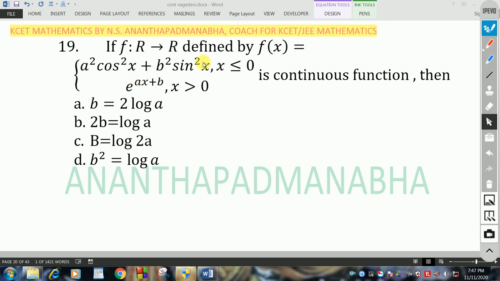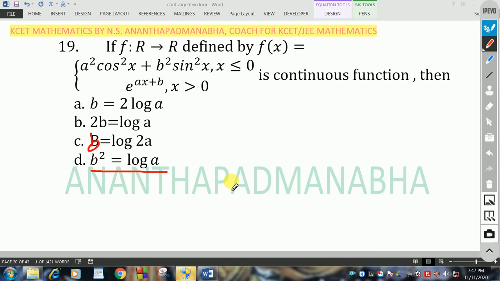Next, if f from R to R defined by f of x is equal to a square cos square x plus b square sin square x for x less than or equal to 0, and e to the power of ax plus b for x greater than 0, is a continuous function, then b is equal to 2 log a, 2b is equal to log a, b is equal to log 2a, or b square is equal to log a. So these are the 4 options here.